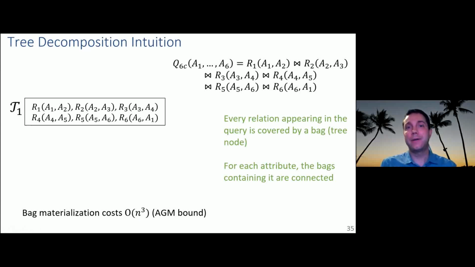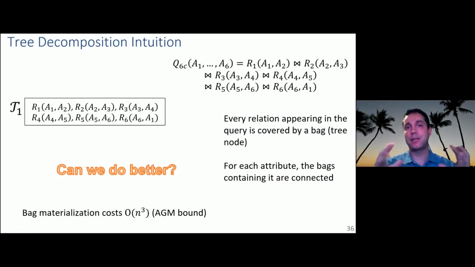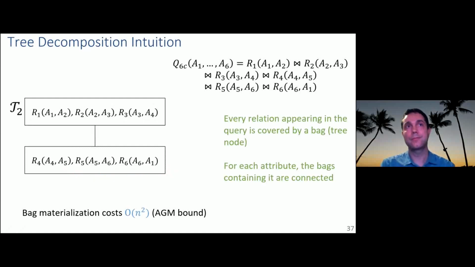So can we do better than that? And how could we do better? Intuitively, what makes that bag computation so expensive? It's that we have so many relations in that single bag. If we want to reduce the cost, we need to make these bags smaller. We want to have fewer relations in them. So here's the example from before. What if we create 2 nodes? One contains R1, R2, R3. The other one contains R4, R5, R6.